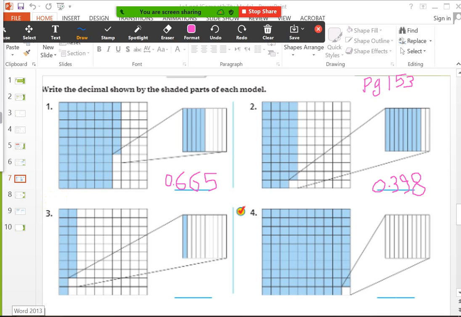In exercise number 3, let's count the number of shaded parts. Thank you, dear. Let's count the number of shaded parts. I have here the whole column is shaded. So you have here 10. After 10, 11, 12, 13, 14, 15, 16, 17, 18. So you have 18 what? In hundredths.